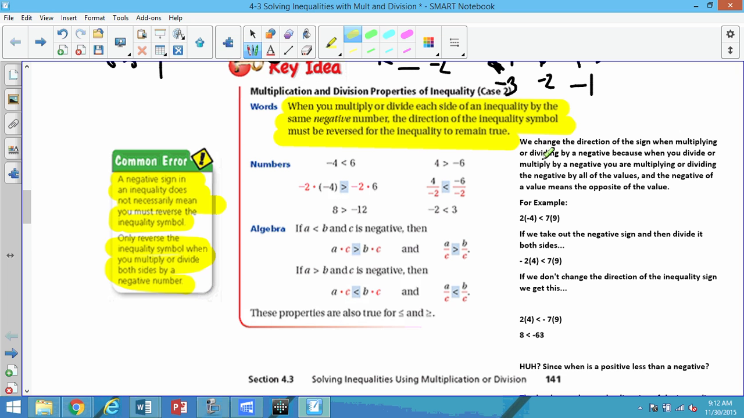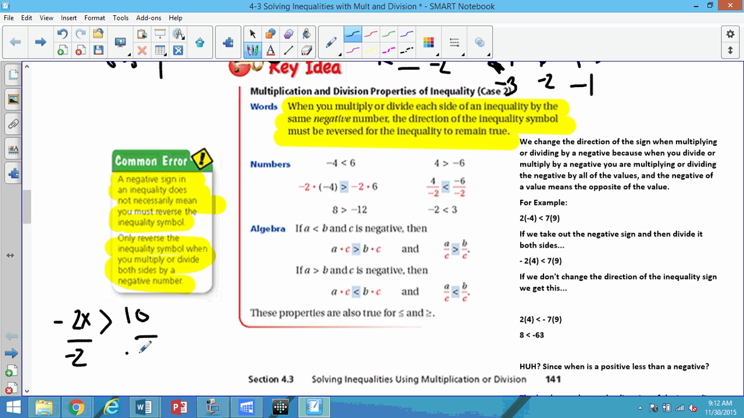So essentially what we're saying is that if I have an equation like -2x is greater than 10, okay? I have to divide both sides by -2.